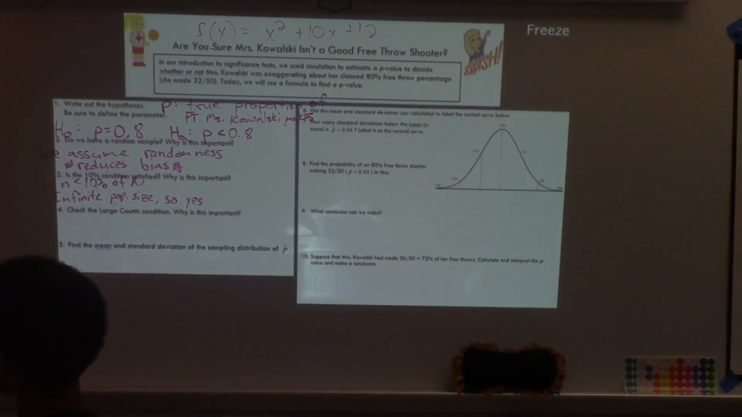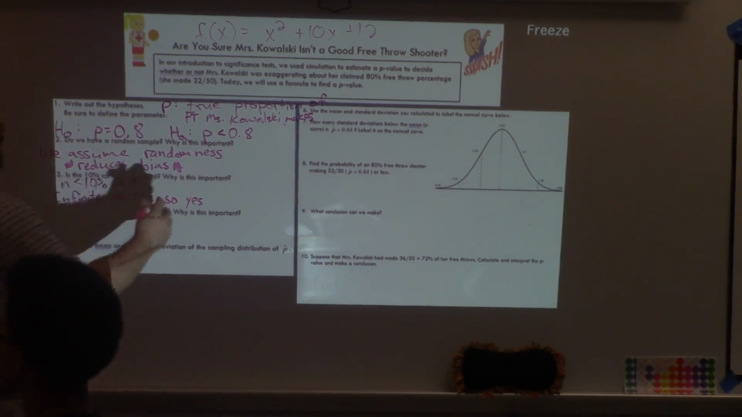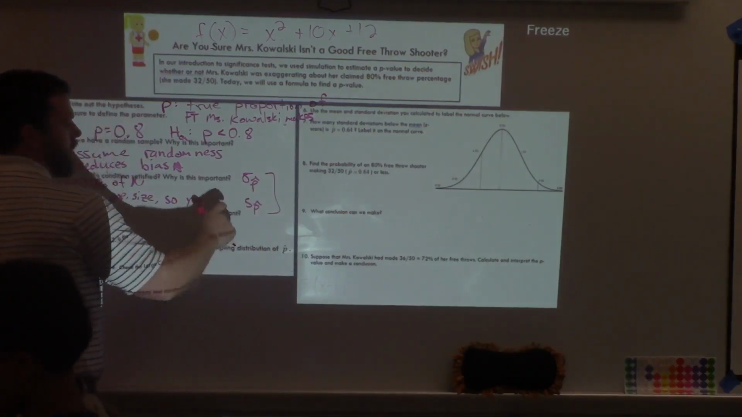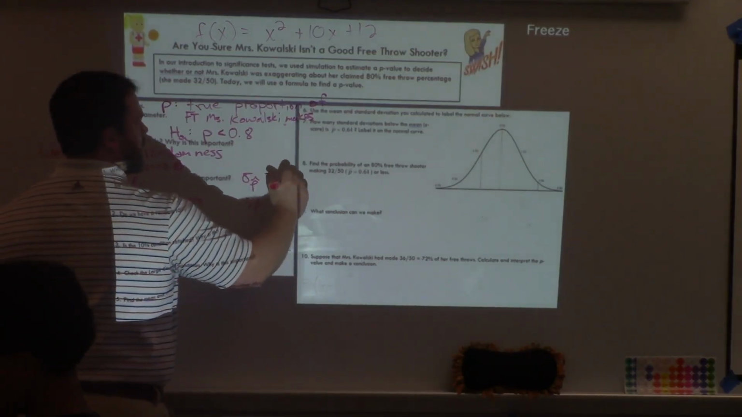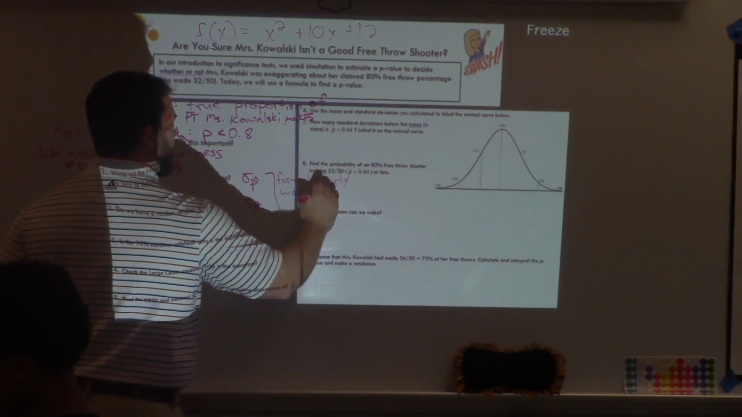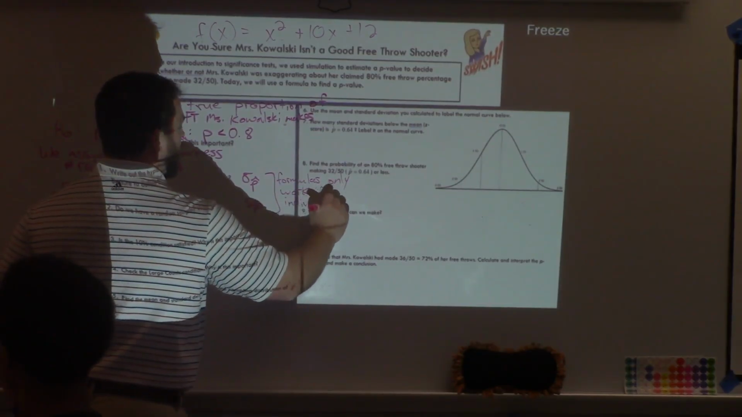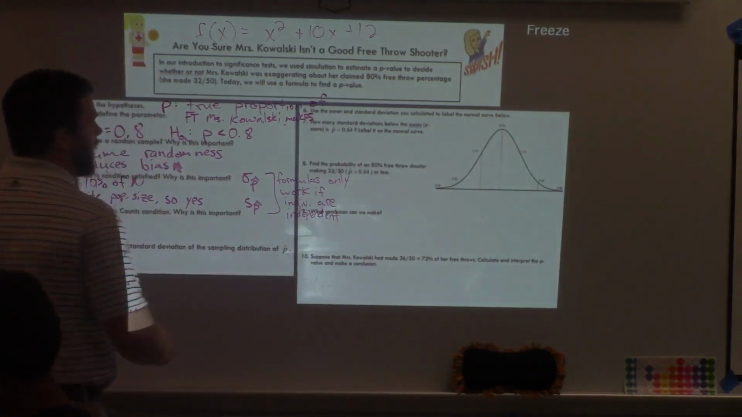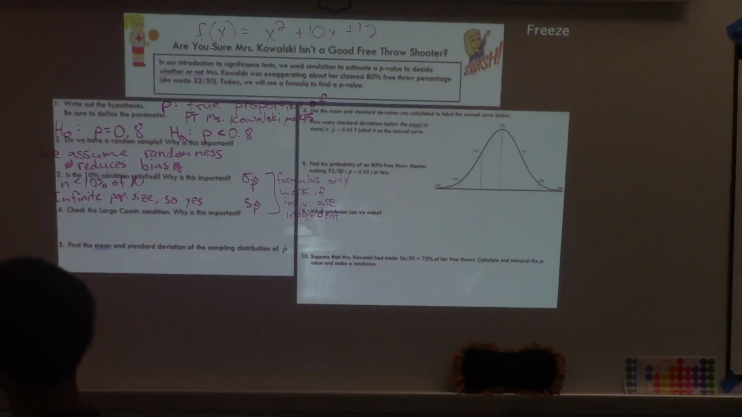Be careful, guys. The 10% condition has nothing to do with normality. In order for us to be able to use this P hat, it's all about independence of samples. If your sample size is less than 10% of the population, you can assume the individuals or the trials are independent. That's the 10% condition. What allows us to check normality with proportions?